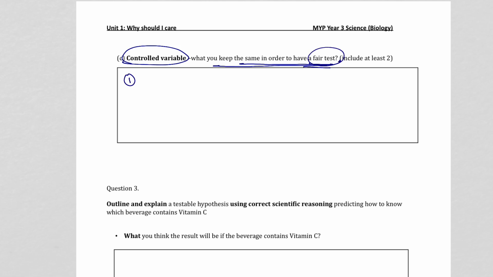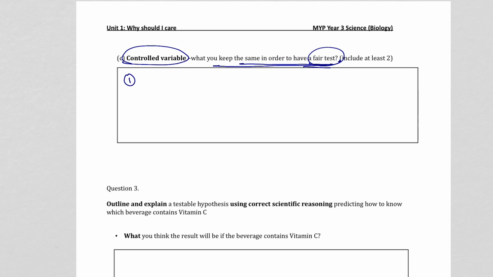So I will keep the same volume of beverages. Do not say same amount of beverage. Amount is wrong. If I see amount in your summative paper, you will get penalized. Amount is not specific. You either say volume or define that specific quantity. Do not say amount. So I will use the same volume. I will use the same number of drops of DCPIP.